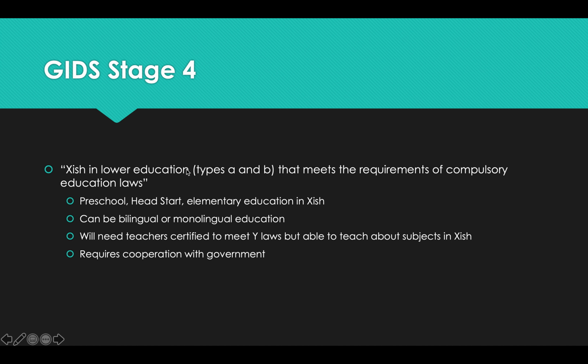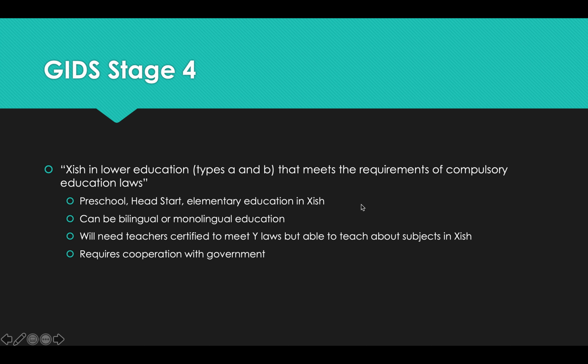Okay, so now we're moving to stage 4. X is used in lower education. It says types A and B that meets the requirements of compulsory education laws. So you are guaranteed education in your language, and so lower education being primary school and high school. So this is the types A and B, primary school and high school. And it meets the requirements of all education laws. So if you were getting educated in your threatened language, you're getting the same quality education as someone who's being educated in the majority language.